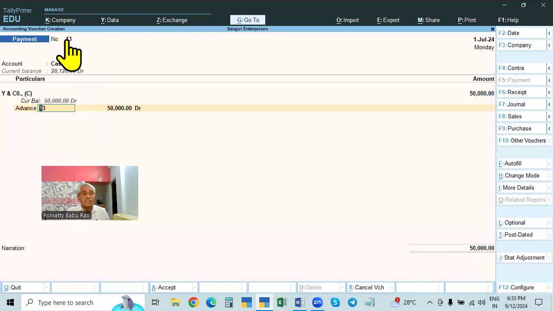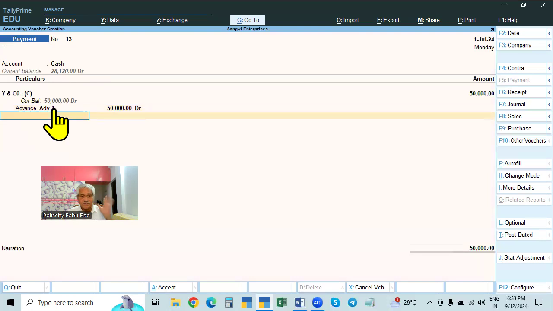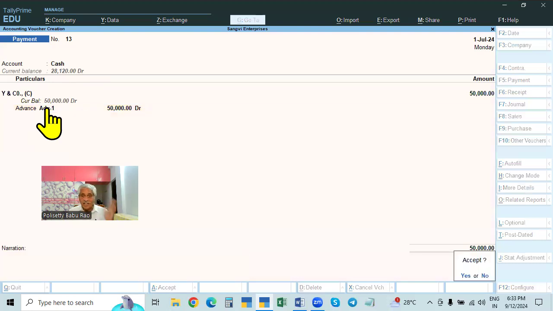But the payment voucher number is not required, because it will be 13 for one advance, another 14 for another, so different payments will be there. That is why here we mention this is advance. Okay, ADV, advance 1. Just to remember that. Advance to make adjustment later. Advance 1, that is the reference number we have entered. That is just like the bill number.